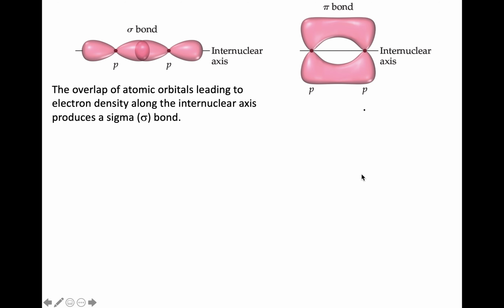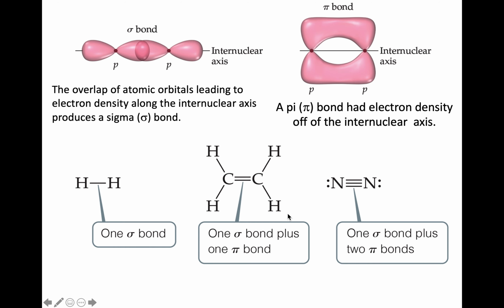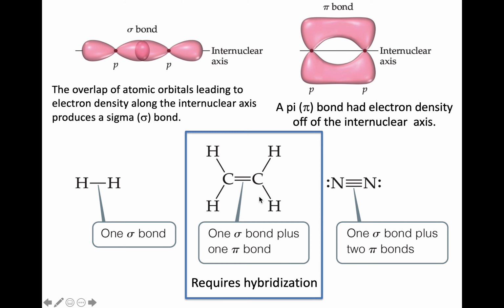So we saw that a p orbital can overlap with another p orbital to form a sigma bond. But if I have the p orbitals that are off the axes, this is what leads to a pi bond. A pi bond has electron density off of the axes, whether that's above and below or front to back. So within our description right here, the sigma bond is generally the first one that we'd write. The second one becomes a pi. The third one becomes a pi. This example right here, let's take a look at this.